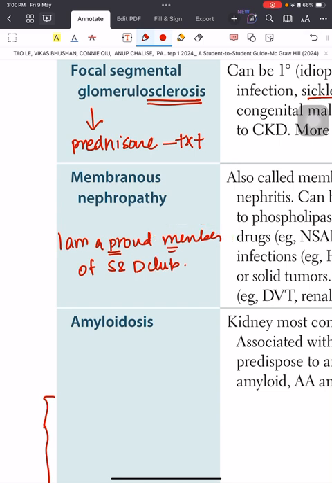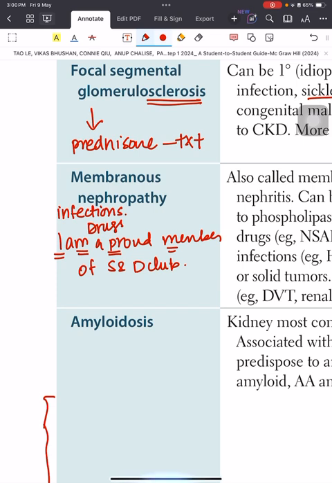But let's start with the first letter, I, for idiopathic, or you can just think of infections, right? So there can be infections that include hepatitis B, C, and then syphilis. Then we have the AM, so make the M capital, and then M stands for the medications, so the drugs that are involved in membranous nephropathy. That's NSAIDs, penicillamine, and gold.